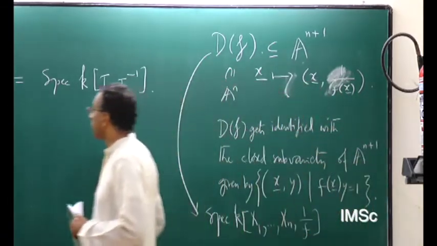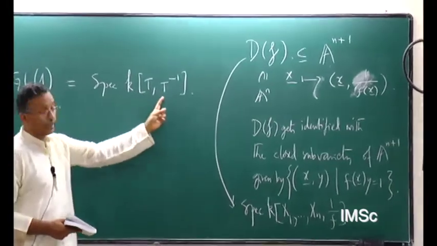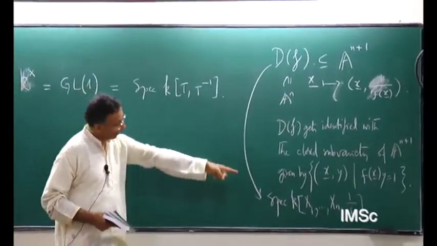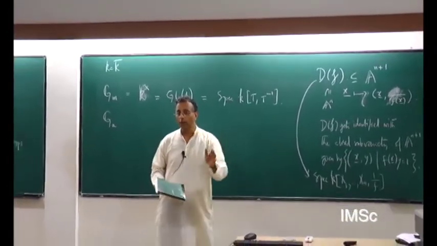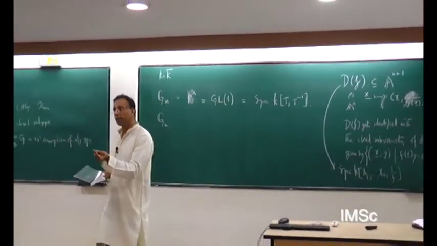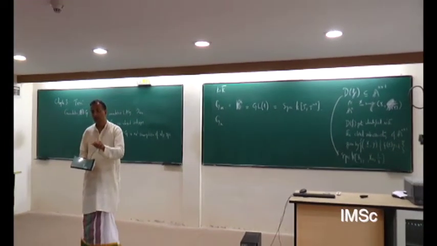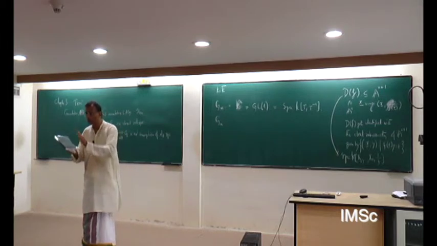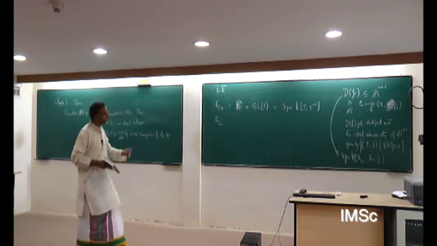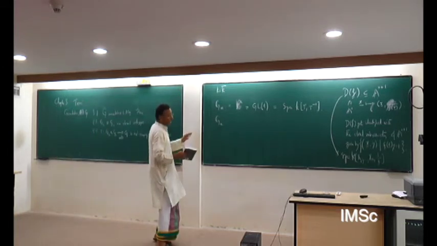Okay, so that's what we have done. We put t and 1 over t, because you are inverting t; it is D of t. K star is D of t, right? Because these are the points where t is non-zero. Okay, so does that justify that?